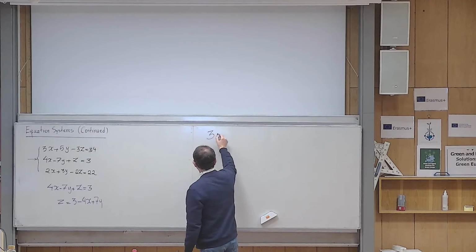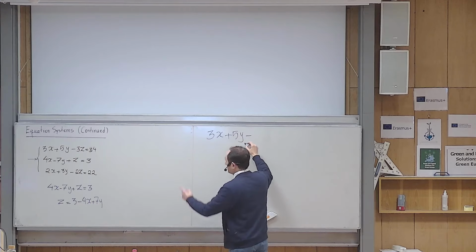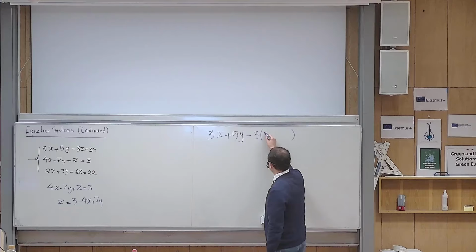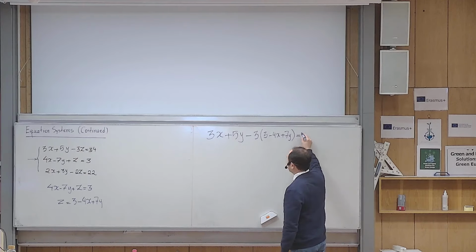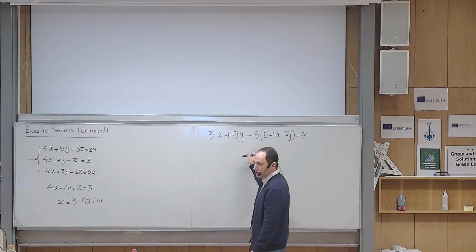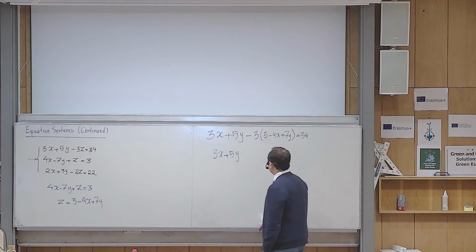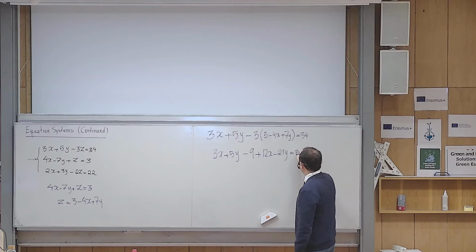So I will go to the first equation, 3x plus 5y minus 3, but instead of z, I substitute this expression. So 3 minus 4x plus 7y, it becomes equal to what? 34. And then you do its simplification. It is long, but it is not hard. So it becomes 3x plus 5y. I multiply minus 3 in, so it becomes minus 9 plus 12x minus 21y is equal to 34.